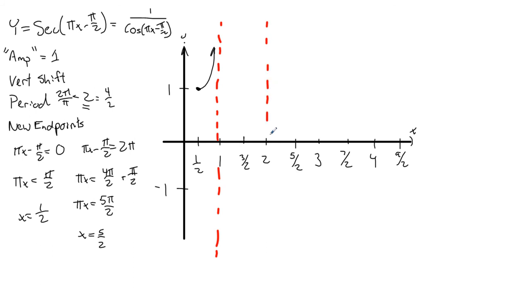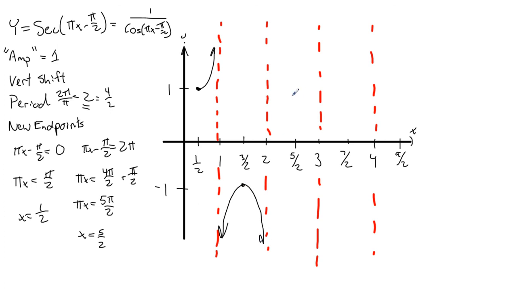So it's going to be every 1 unit. We're going to have a vertical asymptote. You could plug in and see these fairly easily. And go like this, go like that. Finish it up.